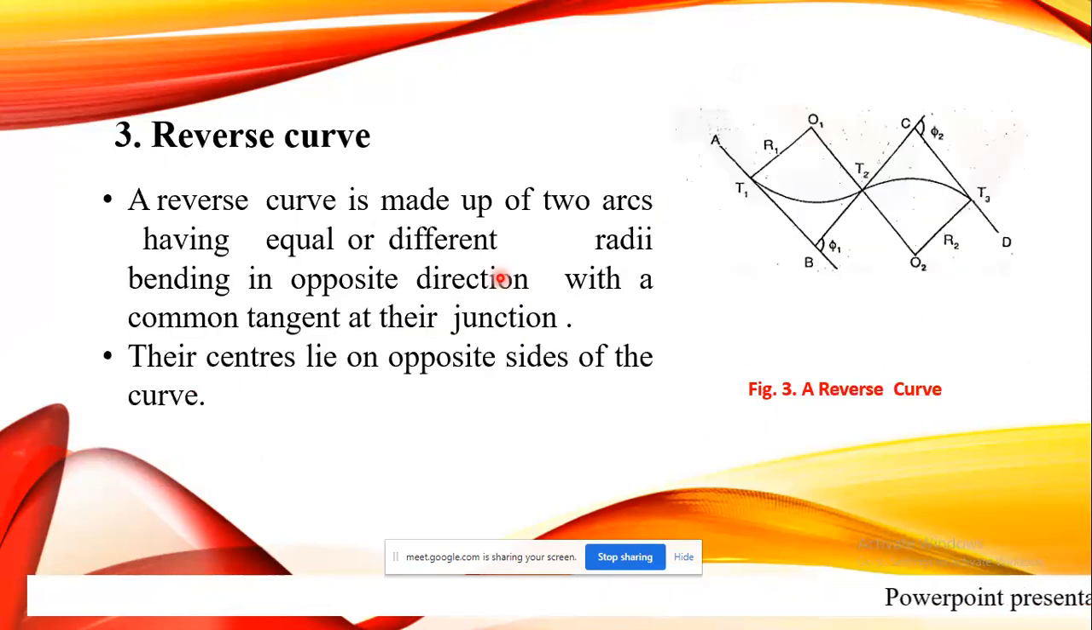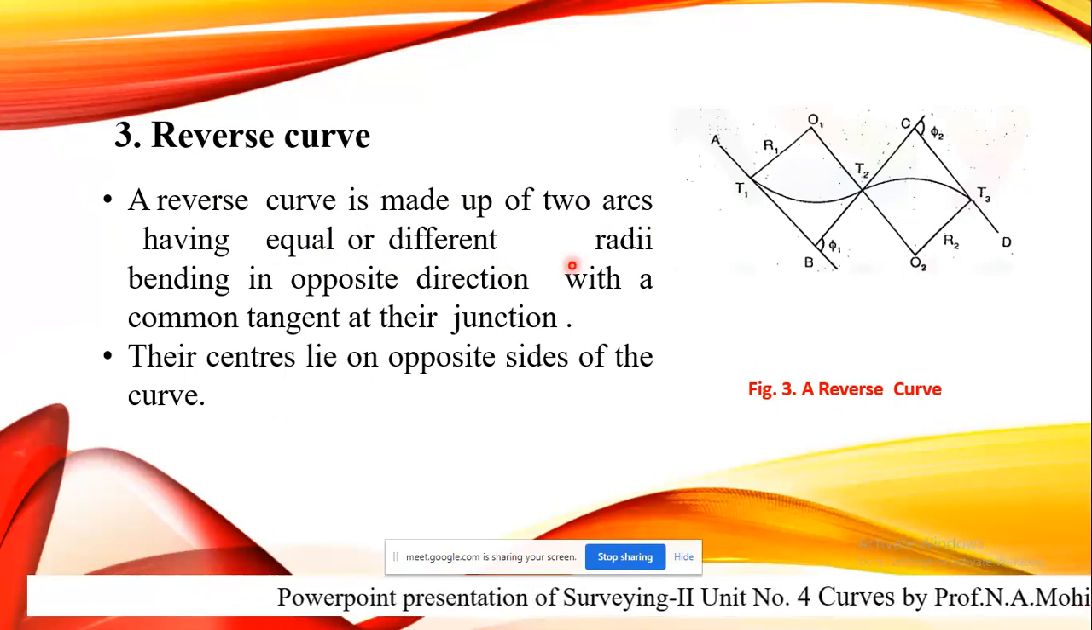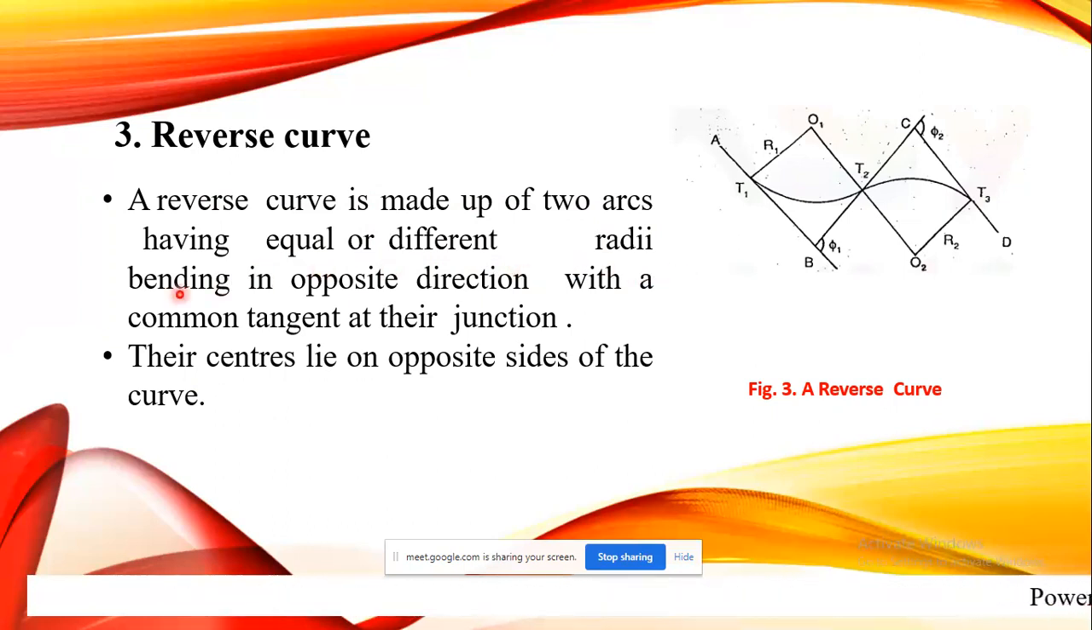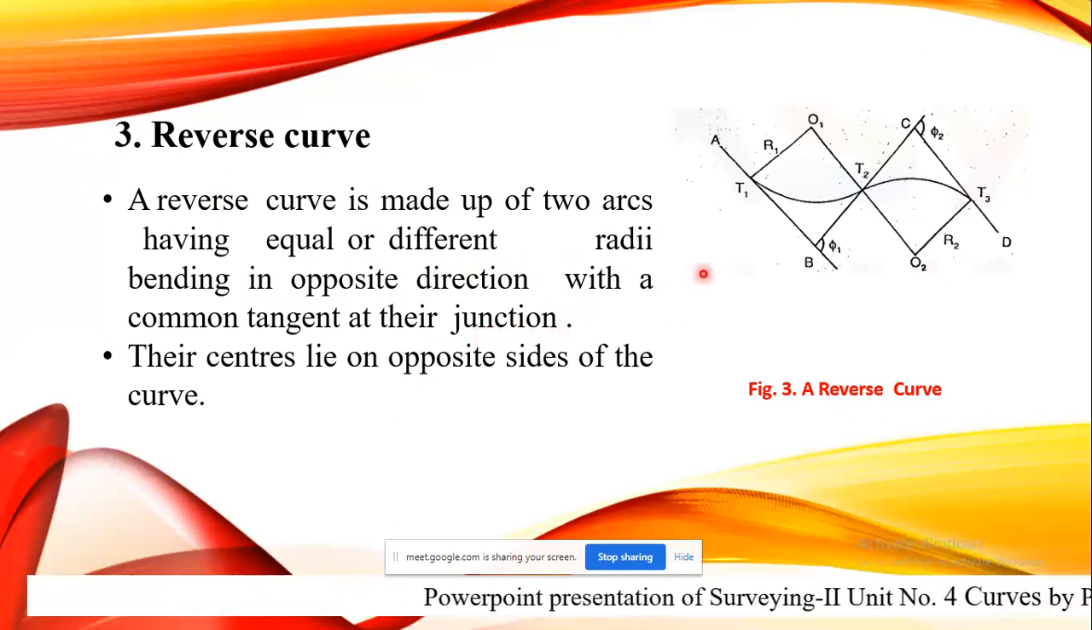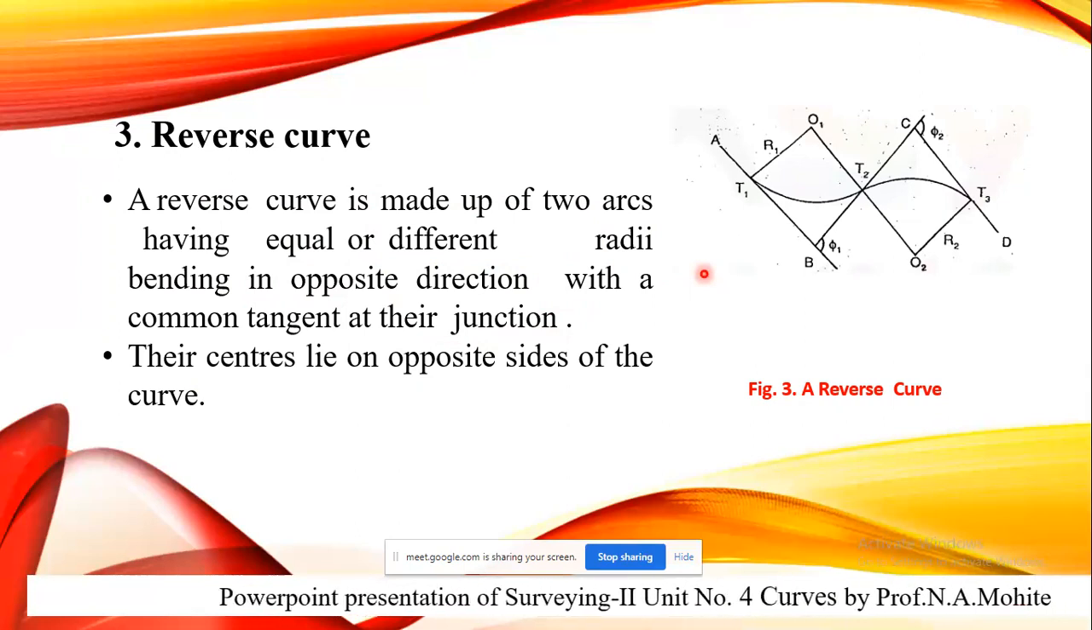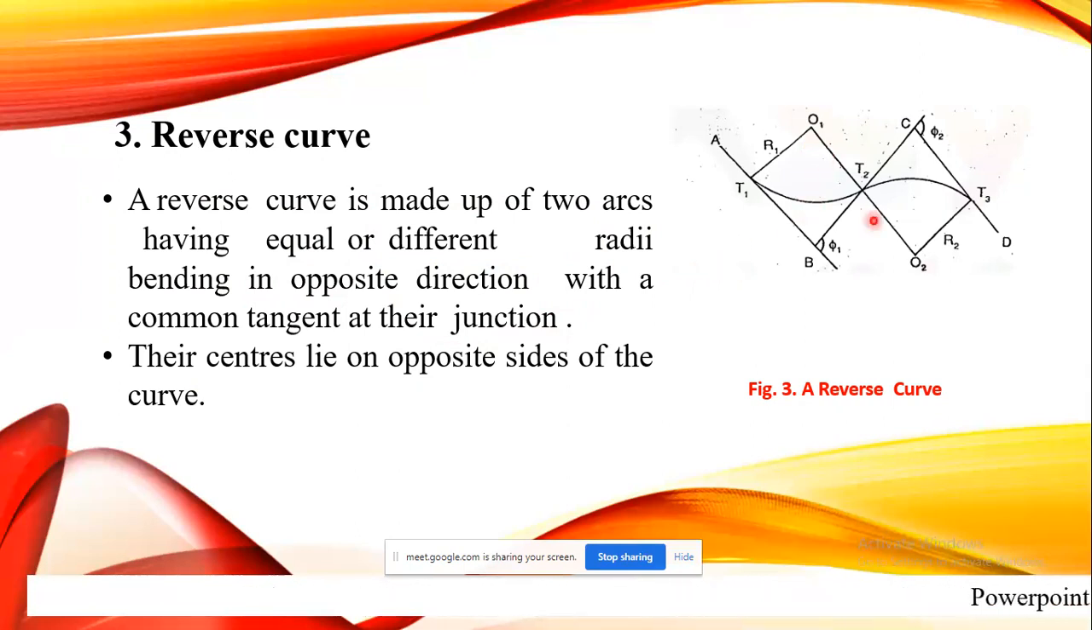Next one is the reverse curve. A reverse curve is made up of two arcs, having equal or different radii, bending in opposite directions with a common tangent at their junction. Just like our compound curve, it has a common tangent, but the difference is that the centers are lying on the opposite sides.